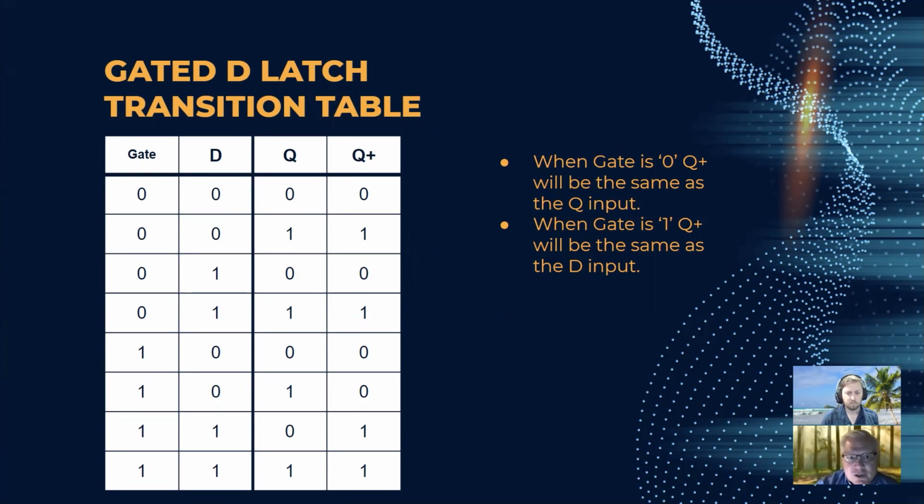Looking here at the transition table, we can see that when the gate is 0, the Q plus will be the same as the Q input. That is, the output of Q is going to be the same as the input of Q. When the gate is 1, the Q plus will be the same as the D input.